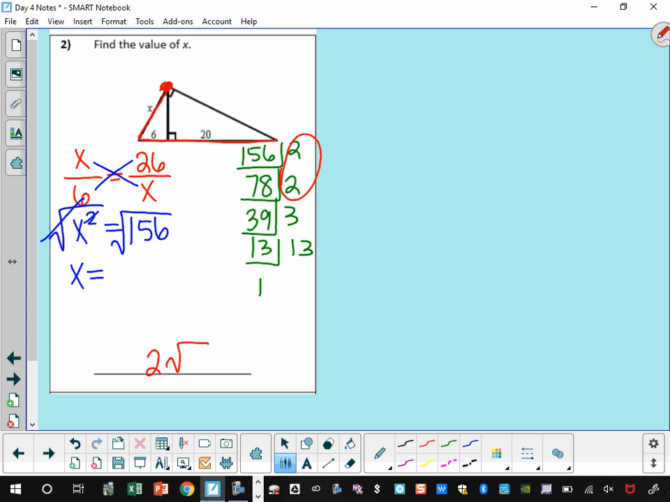Anything else that does not have a pair stays under the radical. What's 3 times 13? 39. So this is your answer: 2 root 39. That is what x equals. Okay?